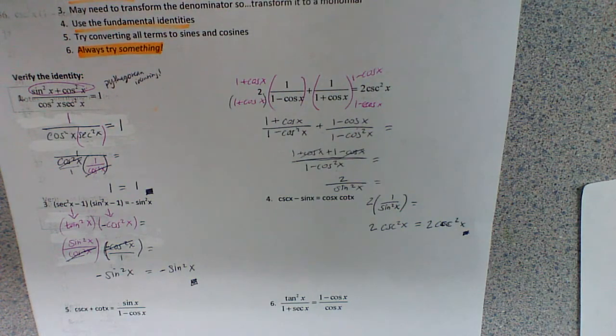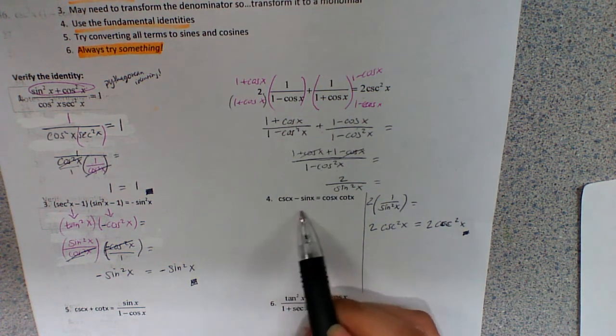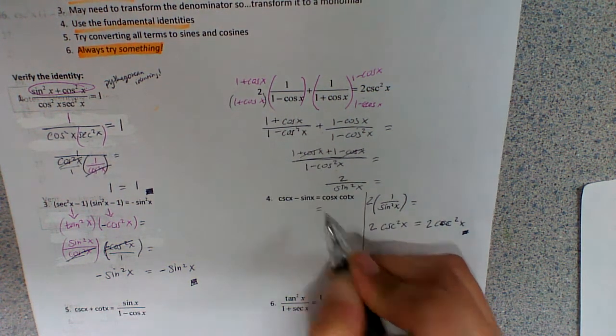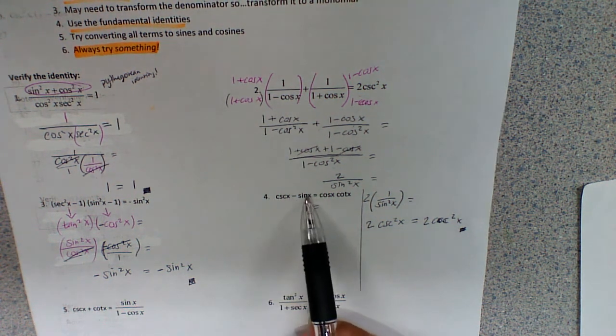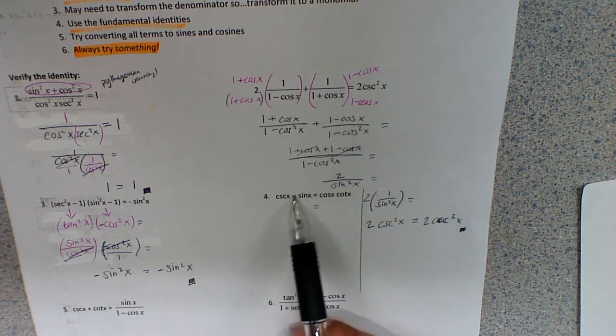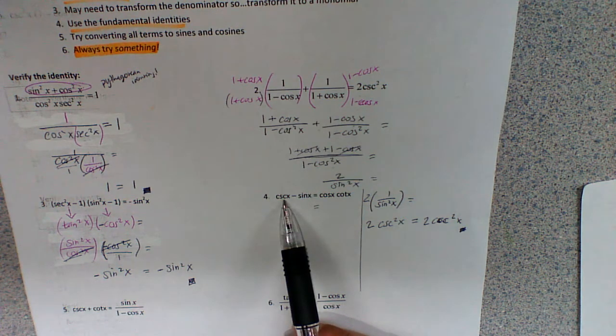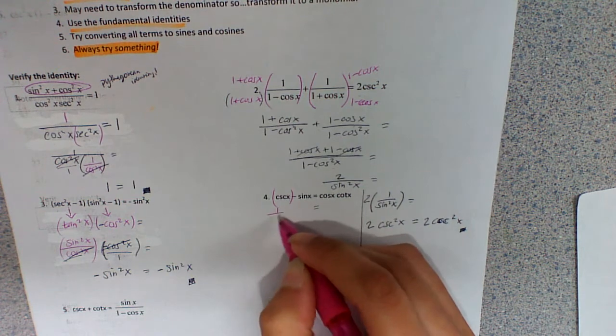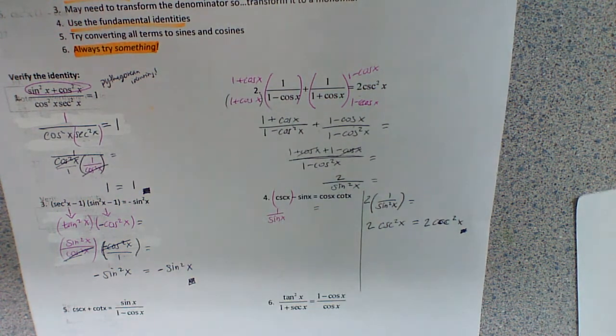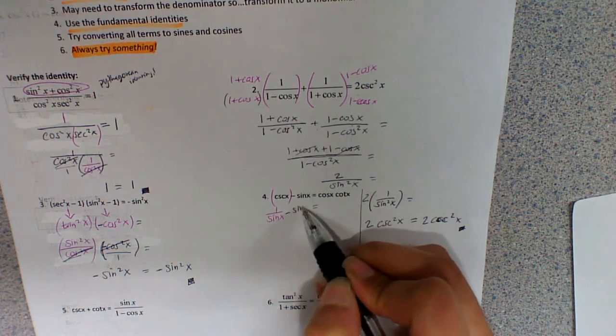Number 4. So I'm going to attack the left side because the right side looks very simplified. So I already have the sine, or the second part of the left side is just sine by itself. The first part is cosecant. So I know cosecant is 1 over sine. So let me write that down. 1 over sine of x minus the sine that's already there.